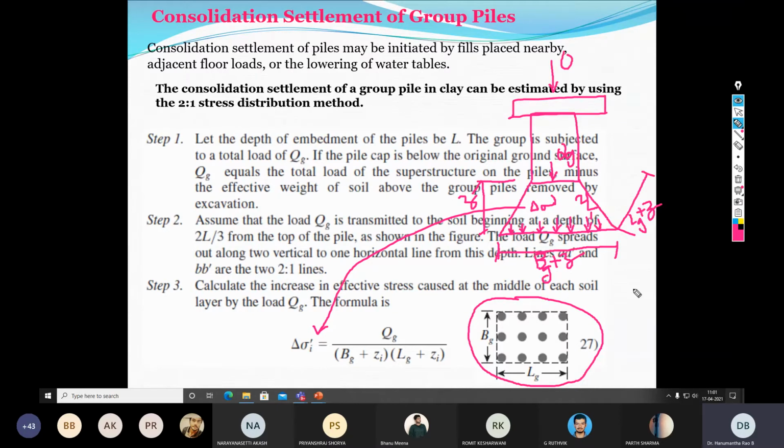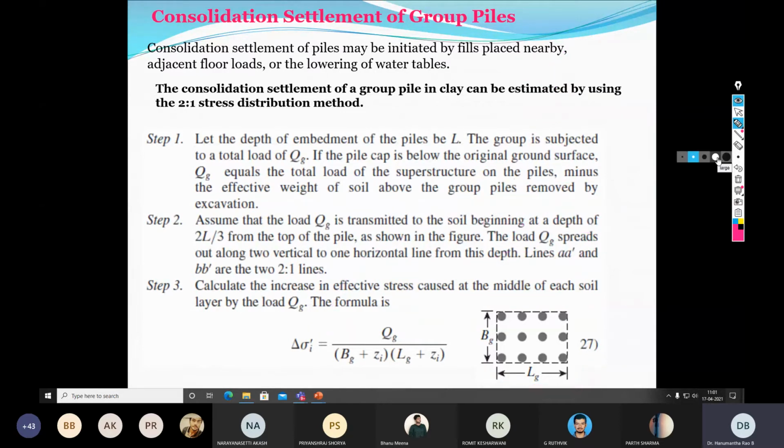So that's why the increase in stress at any depth below the pile tip is nothing but the total pile group load divided by the cross-sectional area. I hope this point is clear to everyone. So there is nothing new. But one important aspect about the pile group consolidation settlement is, in case of the shallow foundation, that is there, I can explain.